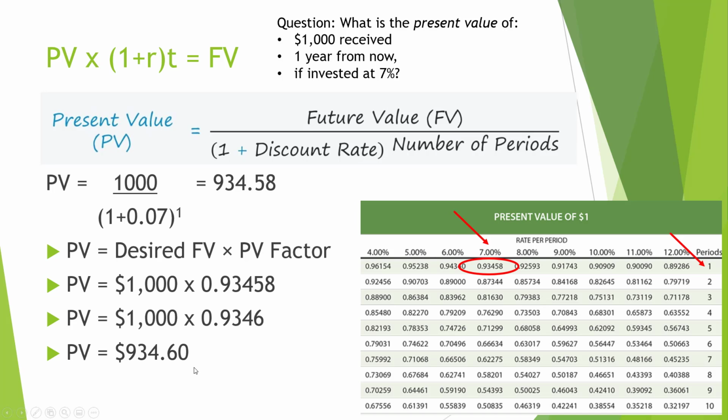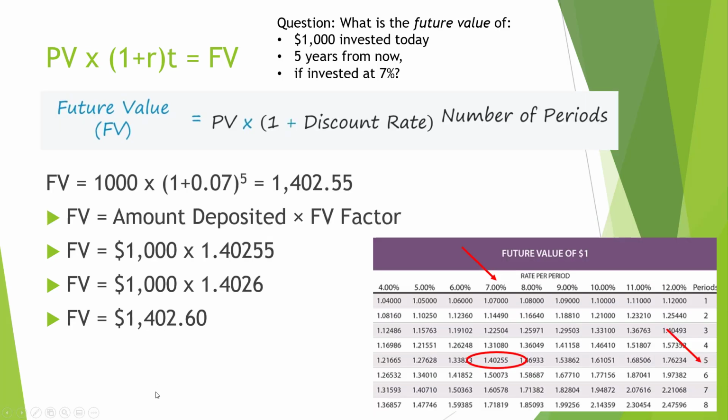And again, let's recap what this means. What this means is I would need to invest $934.60 today in order to get $1,000 a year from now, assuming that that investment is at 7%. So in a year, I would have earned about $65. That's the change in the money between today and a year from now. Let's look at another example.